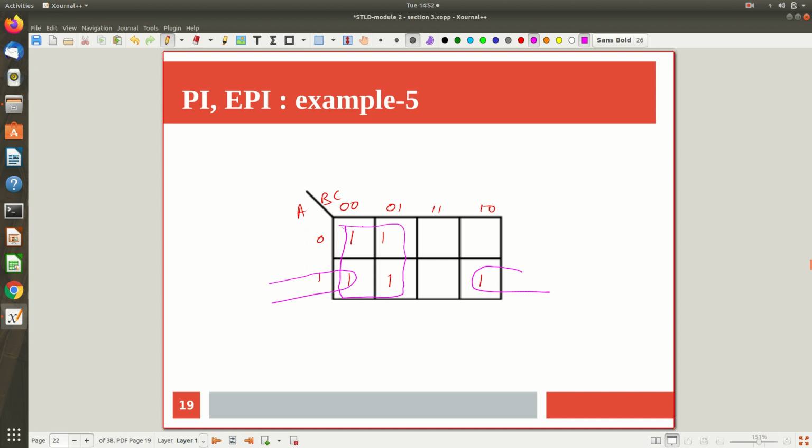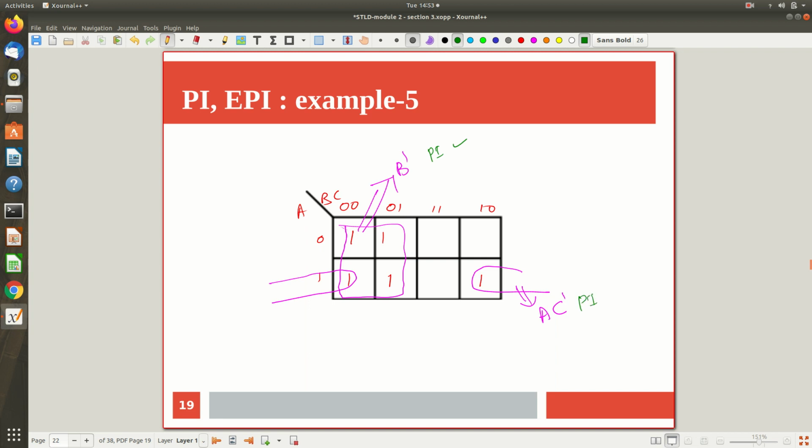So I got 2 groupings, and I know that both are prime implicants. The first prime implicant: A vanishes, and B dash remains, only B dash. C also vanishes. And what is the term corresponding to the other one? When A is like this, from the first column to the last column, B vanishes and C dash remains: A C dash. So I am getting 2 implicants which are prime. I can see that both of them are prime implicants, right?